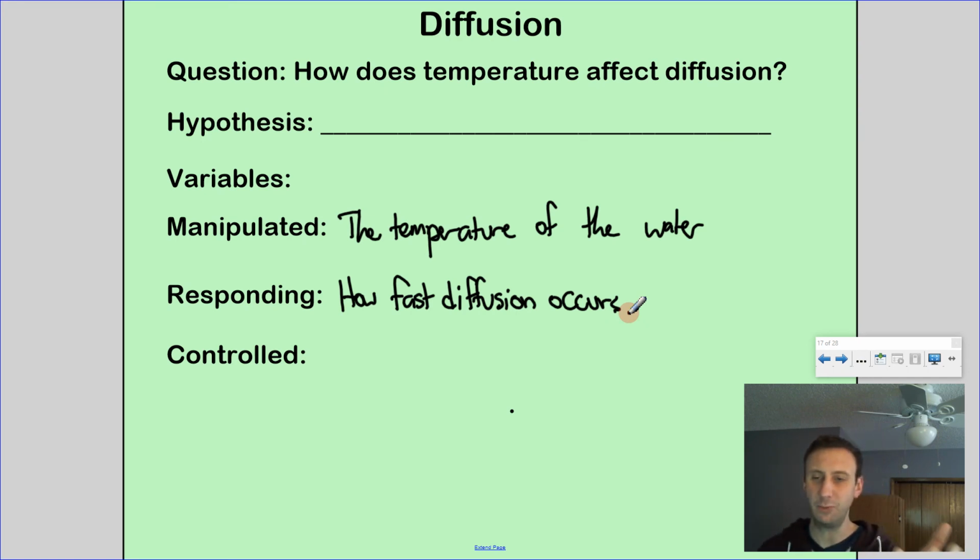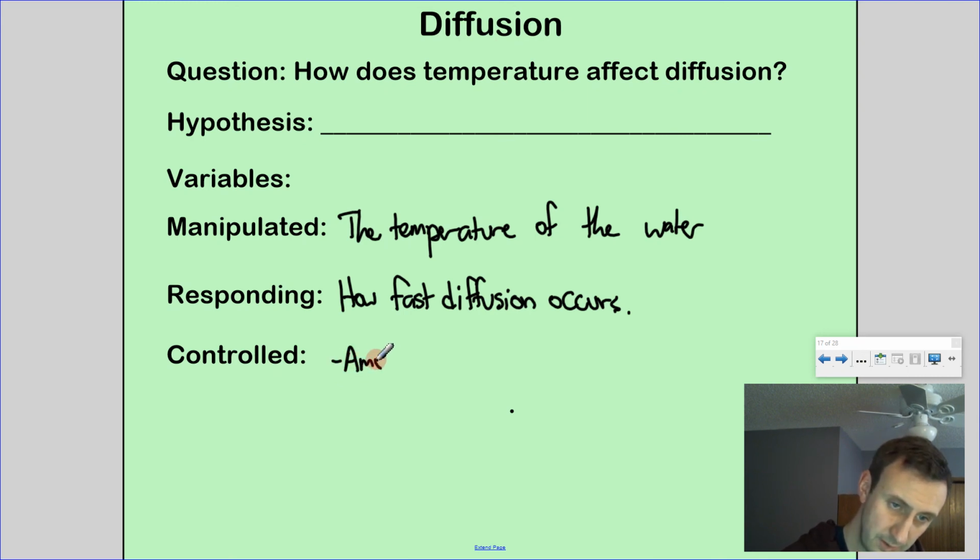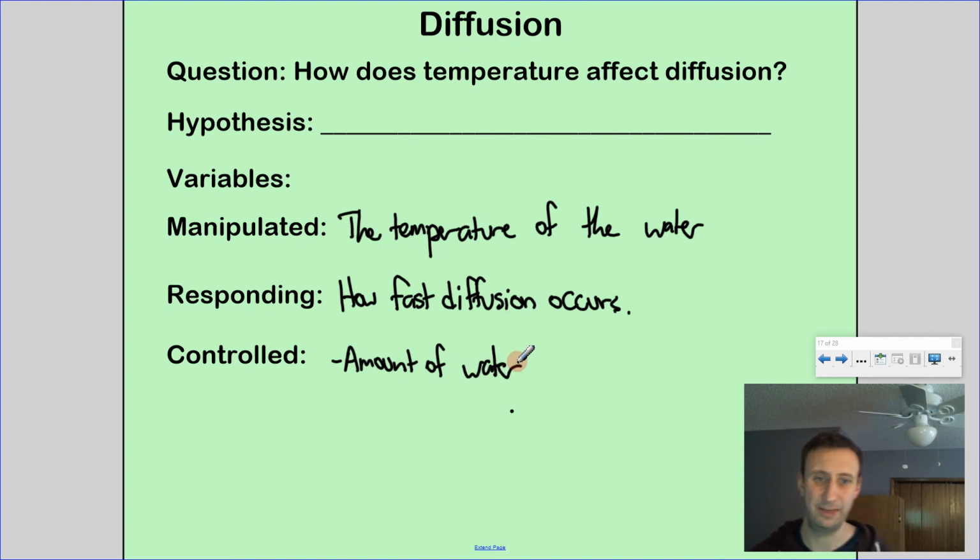So if I have a glass of hot water and a glass of cold water, what are some things I have to make sure are the same between what I do with the hot water and the cold water in order for it not to mess up my experiment? So what are some things that I need to control? And that's what a controlled variable is. It's what are some things I need to keep the same between the two glasses of water in order for us to have valid results. One thing that we definitely need to control is the amount of water. We need to make sure the amount of water in both glasses is the same.